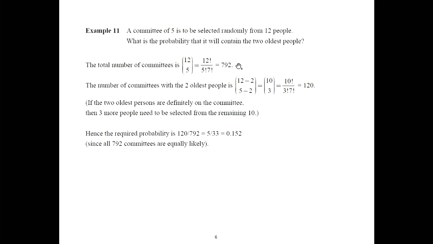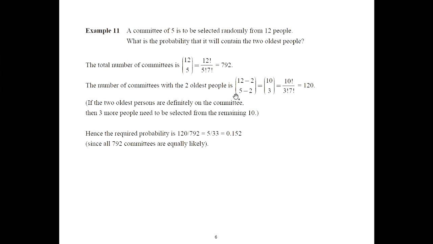And then, if you want a committee that does contain the 2 oldest people, those 2 people are fixed, and from the 10 remaining people I only have to select 3 more, since 5 in total. So that's 10 choose 3. By the way, you'll notice equivalently I could have selected the 7 that are not on the committee. That would be 12 choose 7 divided by selecting the 7 not on the committee from the 10 who are not the oldest 2, the youngest 10. That's equivalently 12 choose 7 divided by 10 choose 7. You see it's the same number.